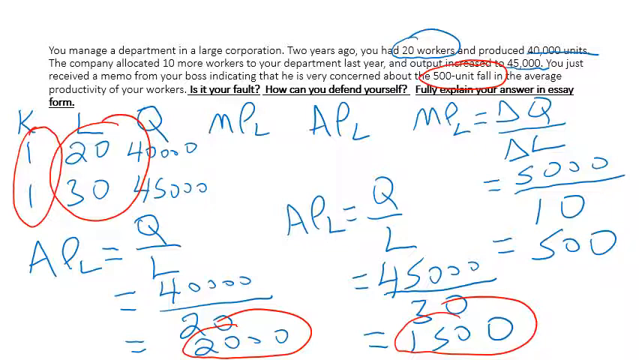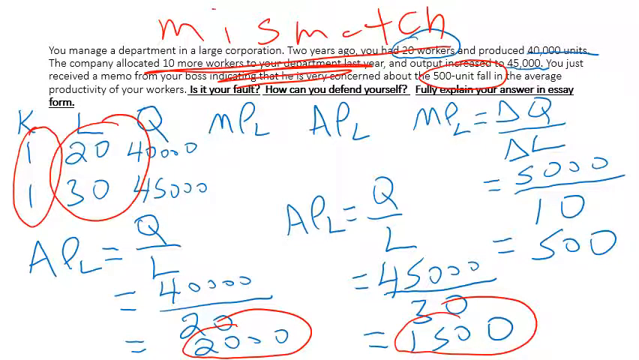What are we to blame? Well, it's the mismatch, right? It's the law of diminishing average returns. It's the law of diminishing marginal returns. So all of this is to be blamed on the mismatch. And apparently your boss has never heard of the law of diminishing marginal returns. All right, so in essence, that was the answer. You were to put all of this in a comprehensible essay.